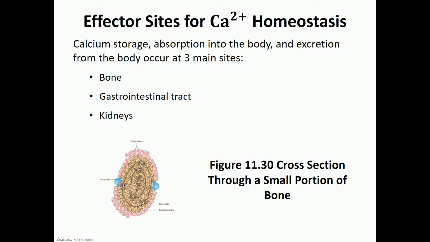What about the effect on the GI tract? Well, some of these hormones can and will increase the absorption of calcium from the intestines. And the effect on the kidneys is that it can increase or decrease the amount of calcium being excreted in urine. Okay, so these are your targets. Again, we have no other options. It's either bone, GI tract, or kidneys.